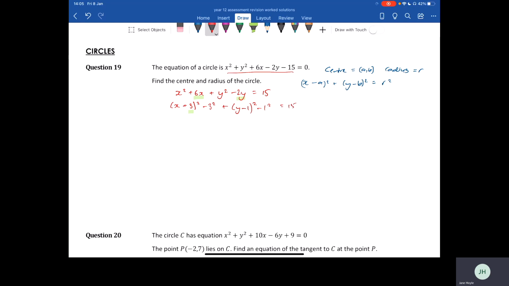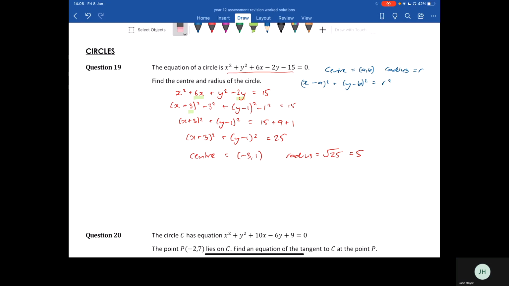That's equal to 15. So (x plus 3) squared plus (y minus 1) squared. I have a 9 and a 1, so 15 and 9 and 1. If I pop that on the right, (x plus 3) squared and (y minus 1) squared is equal to 25. So that means that the centre of my circle is at negative 3, 1. And the radius, so all we need to do is remember to square root that 25. So the radius is equal to 5.